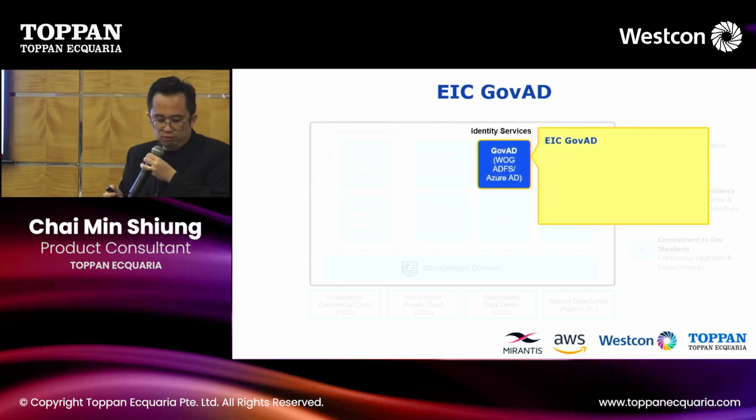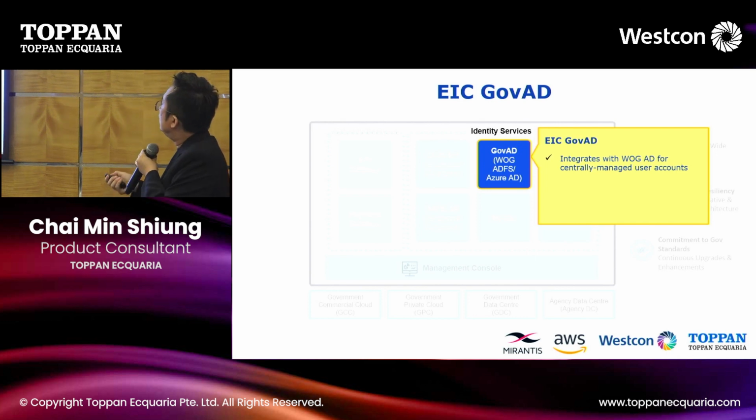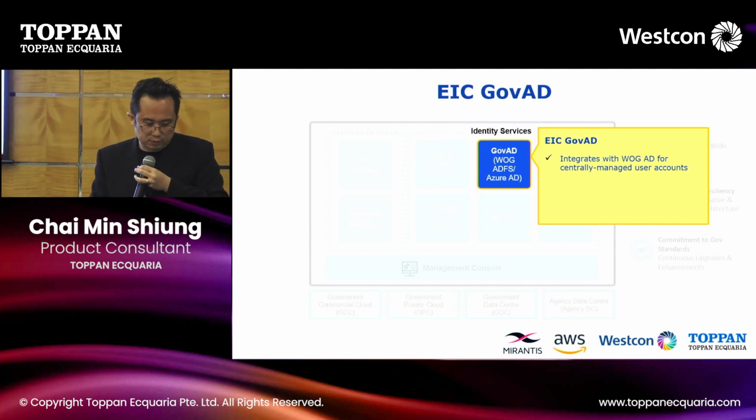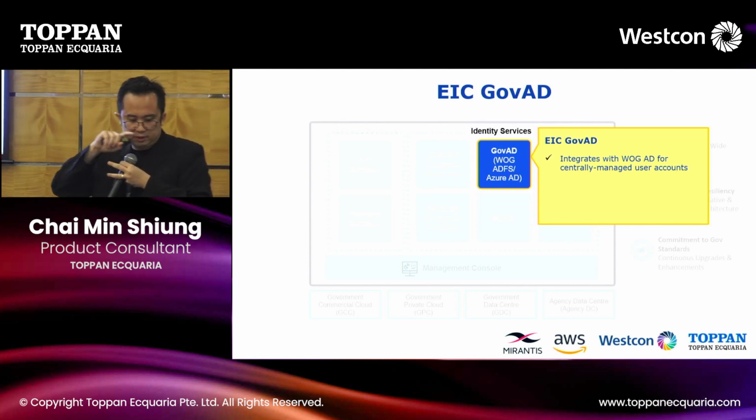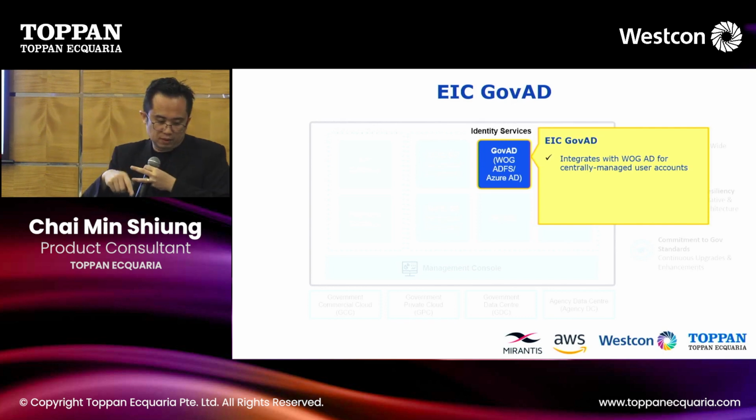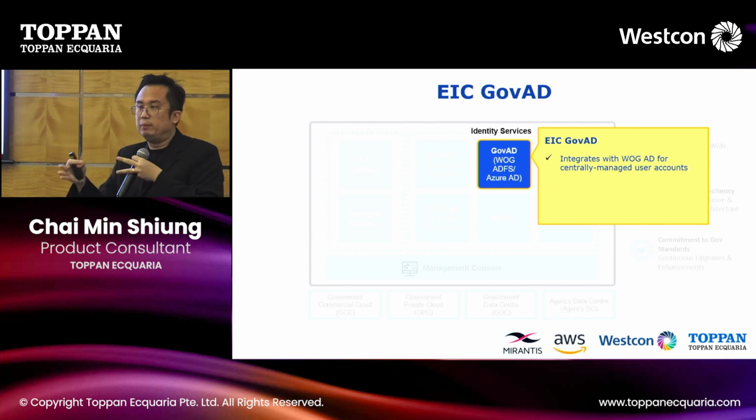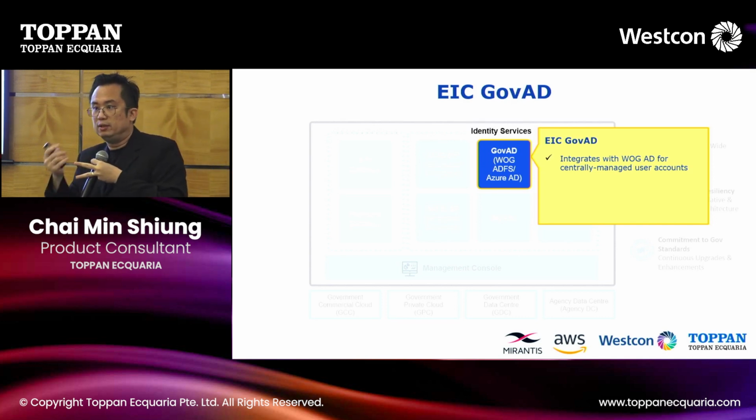Okay, I'm going to focus more on our last two products. So these are slightly new. This one is called EIC Gov AD. The purpose of EIC Gov AD is to integrate with WOG AD for your centrally managed user accounts. So a little bit of background. Starting from 2002 this year, agencies have been recommended by GovTech to progressively implement your user authentication against the WOG AD, as a prerequisite for your CAM integration. You remember your CAM integration?